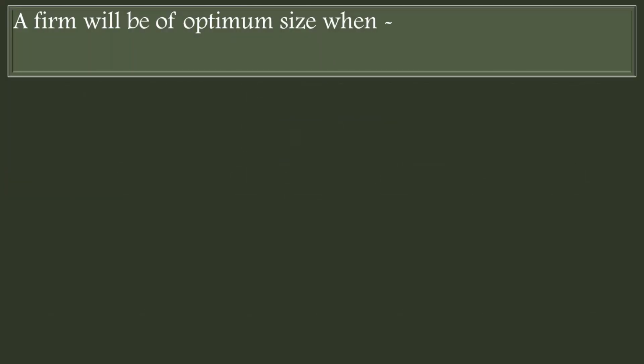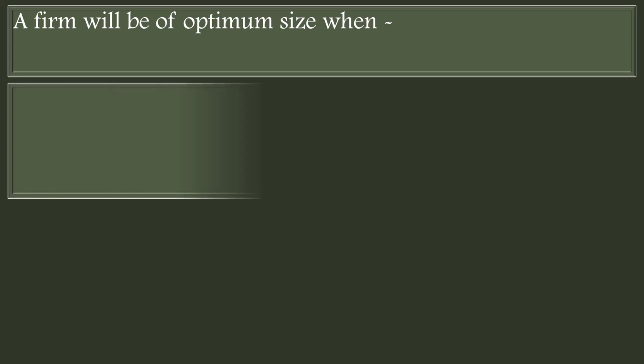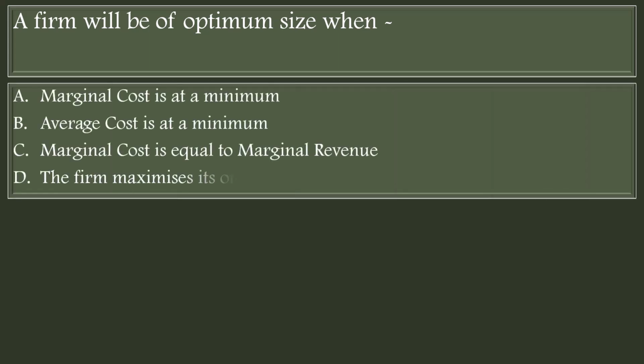Last question for this session. A firm will be optimum size when options: A. Marginal cost is at a minimum. B. Average cost is at a minimum. C. Marginal cost is equal to marginal revenue. D. The firm maximizes its output.